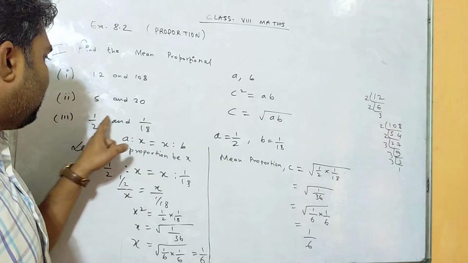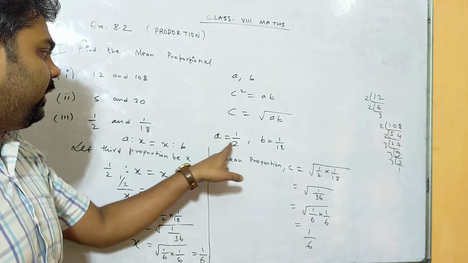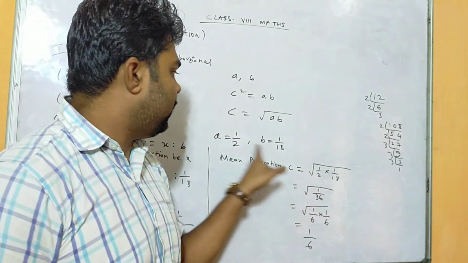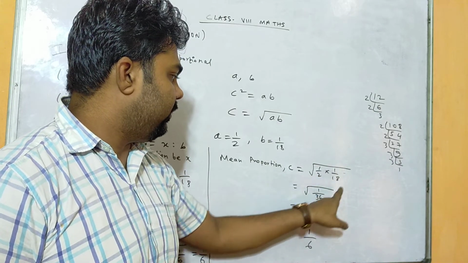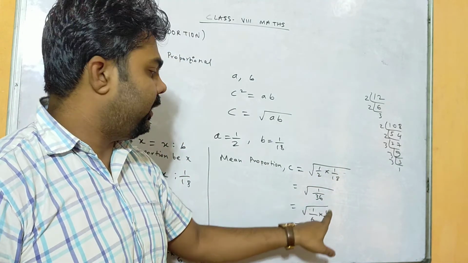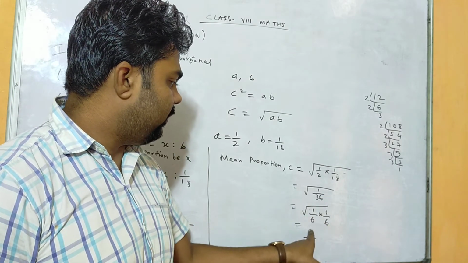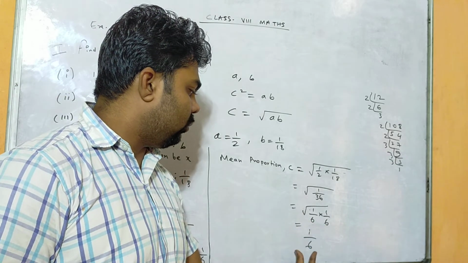Next question, we have half and 1 by 18. We have to find the mean proportion. So by formula, A is half and B is 1 by 18. So mean proportion equals root under A into B. Now 1 into 1 is 1, 2 18s are 36, and 36 can be written as 1 by 6 into 1 by 6. Because 1 into 1 is 1 and 6 6s are 36. So out of 2, 1 by 6 will be coming out.